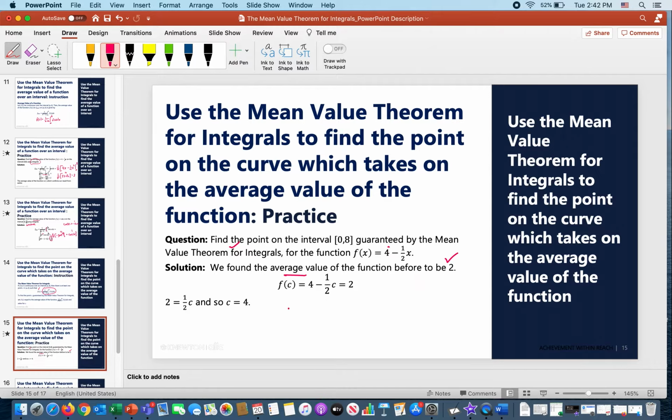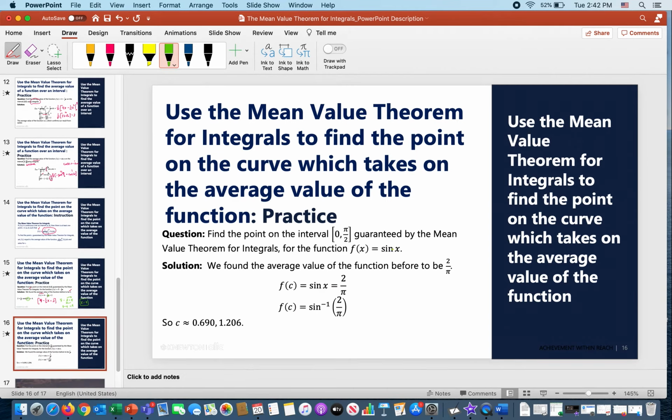So what I'm going to do is take the original function, 4 minus 1/2 x, and set that equal to the average value. I multiply everything by 2: 8 minus x equals 4. I'm going to move the x over here and the 4 over there, so I get 8 minus 4 equals x, or x equals 4. And they use c, which is fine. We substituted c. In other words, the answer is 4.